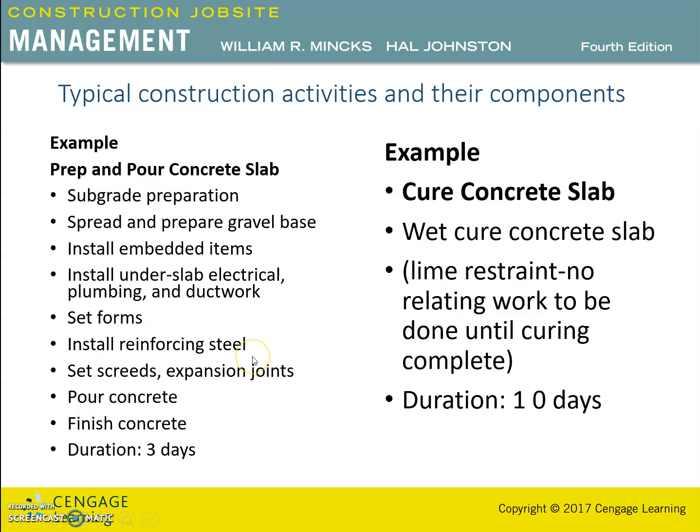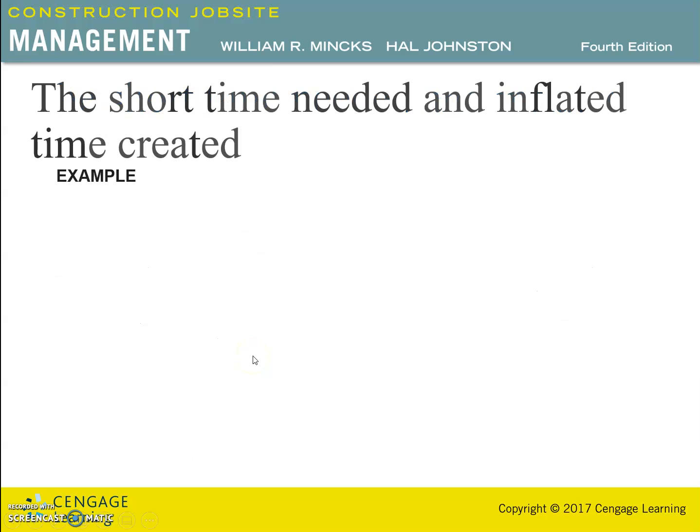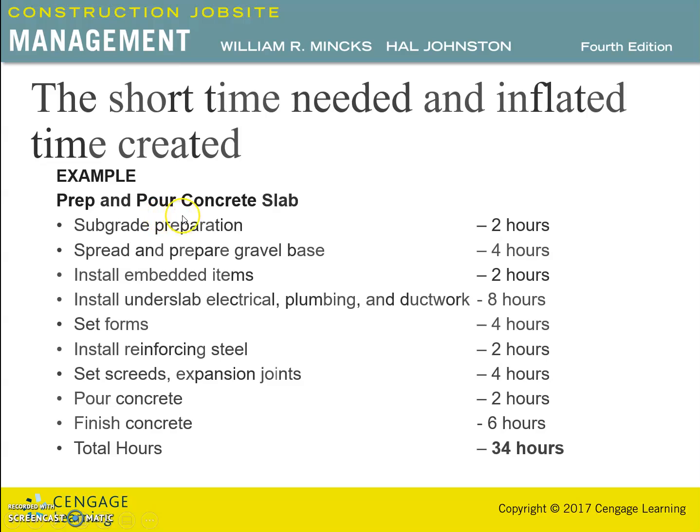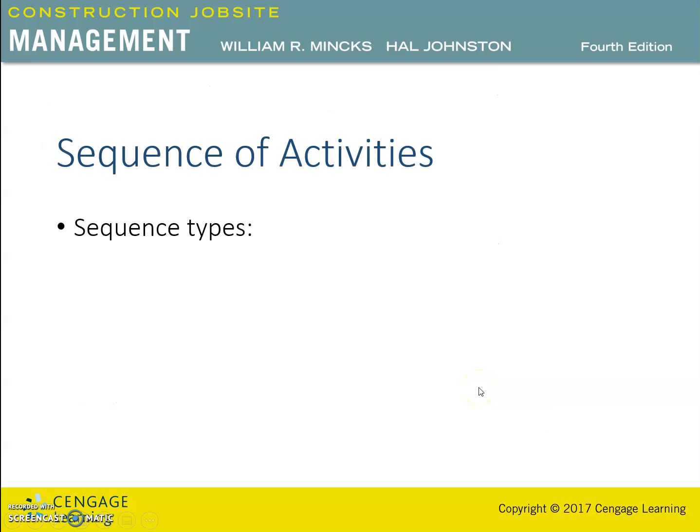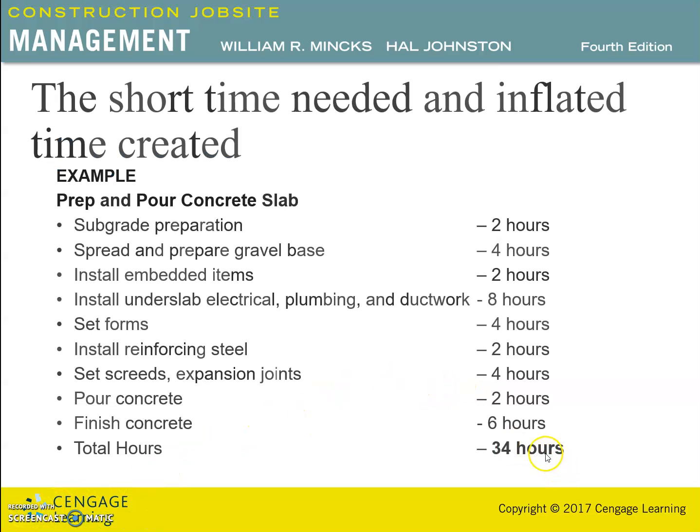So based on how the activities are sequenced, there can be short time needed and inflated time created for the activity. As an example, we can see that for preparing and pouring of the concrete, the total added hours is 34 hours. For different types of sub activities under these tasks, we may need the time in hours, and then the total will be 34 hours. So this 34 hours is actually more than 3 days, if we take 8 hours per day as the work time.